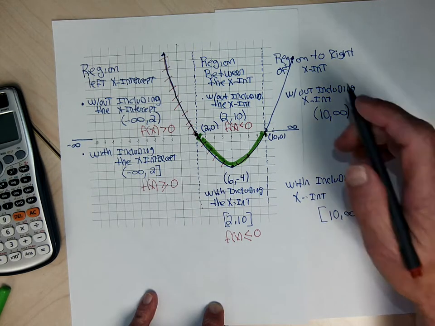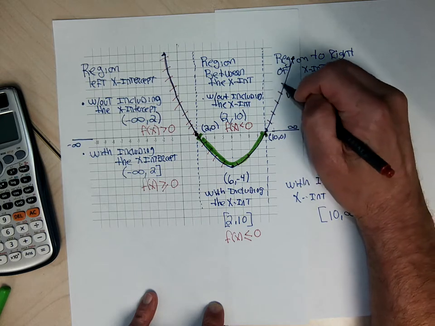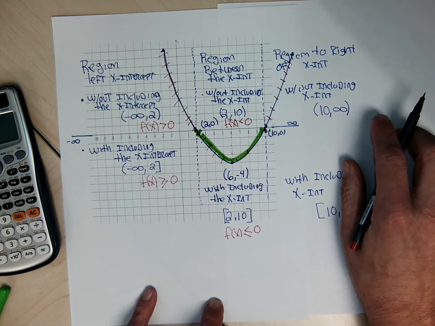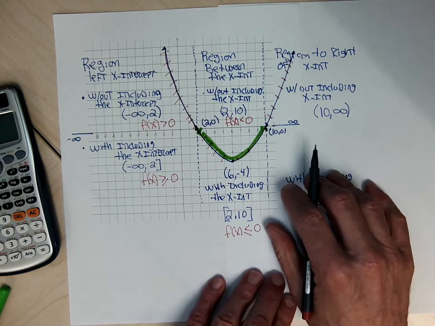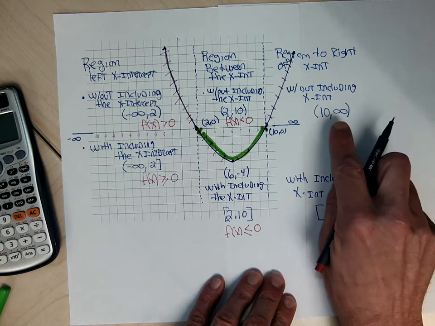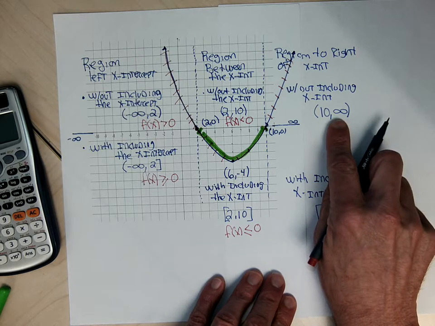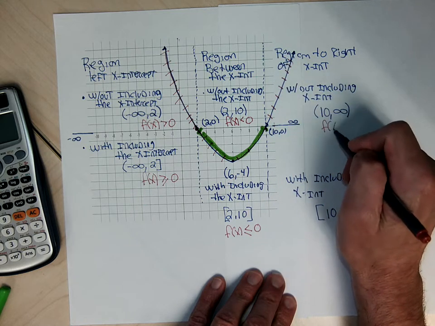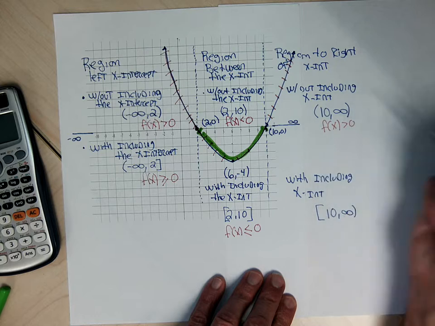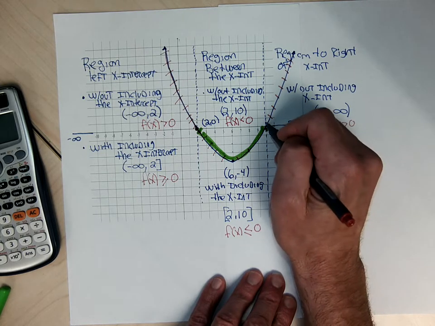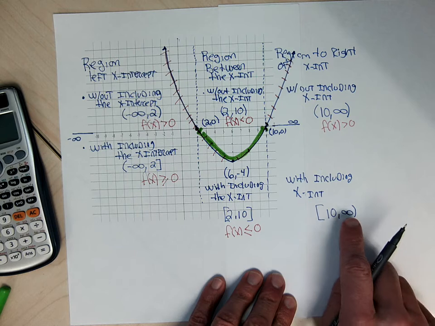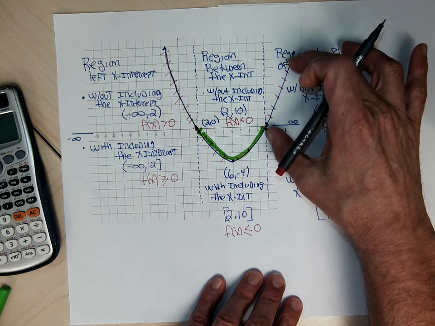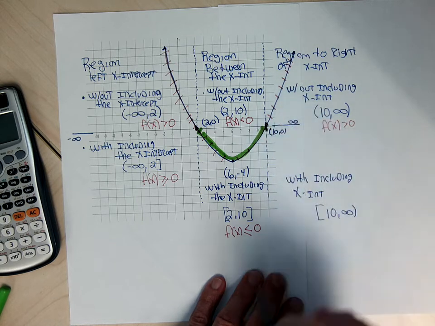The last regions correspond to this portion of the graph. This portion of the graph is above the x-axis, and when a graph is above the x-axis, the y's are all greater than 0. So for this interval, 10 to infinity, the x's correspond to these y's, and these y's are all going to be bigger than 0 if I'm including everything but the x-intercept. The bottom version of this includes all the points where the y's are positive, along with this point where the y is equal to 0.